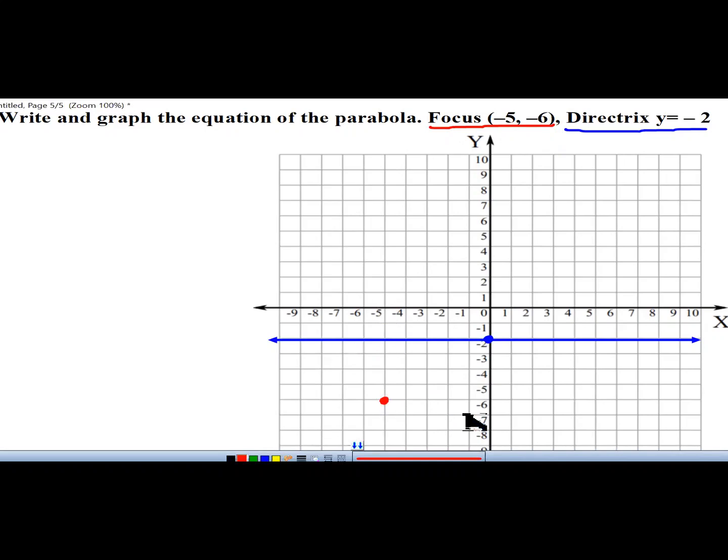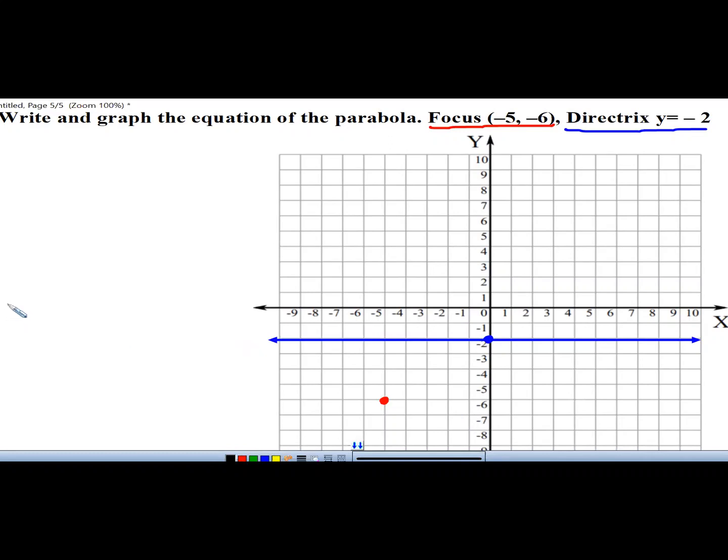Now look at it, guys. Look at the directrix. Look at the focus. So if I was to ask you a question, in which direction is the parabola going to open towards? What do you think, Manny? Where is it going to open towards? To the focus. And where's the focus? It's downward. That means it's going to open downward. Yes. So if that's true, it's a vertical parabola.